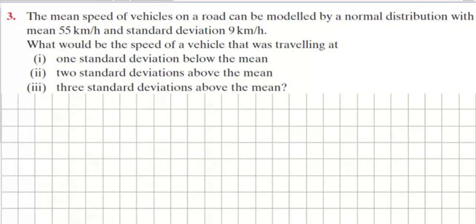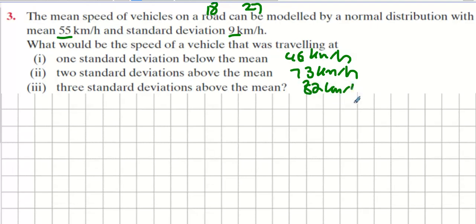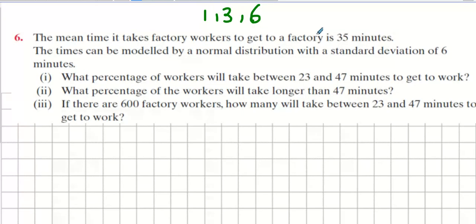Really quickly. 1 standard deviation below the mean is 55 take 9, which is 46 kilometers an hour. 2 standard deviations above the mean, 55 plus 18, 73 kilometers an hour. You can see this is really difficult stuff. 3 standard deviations above the mean, 55 plus 27, 82 or 92? 82 kilometers per hour. All right.